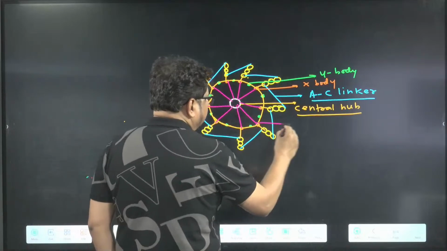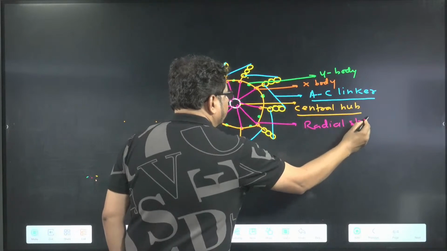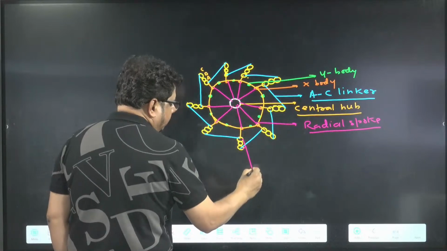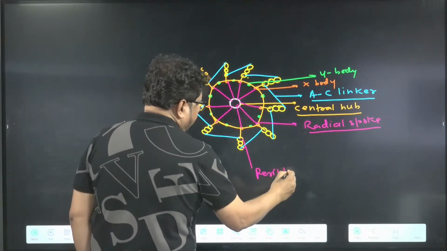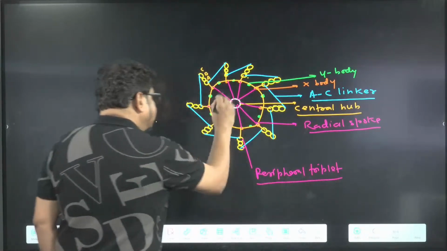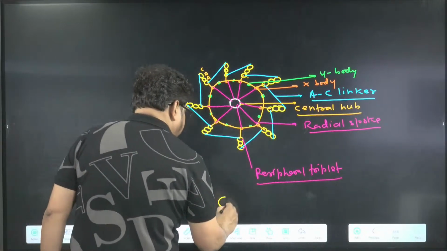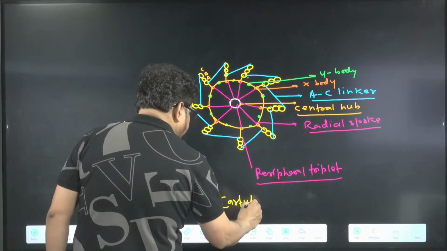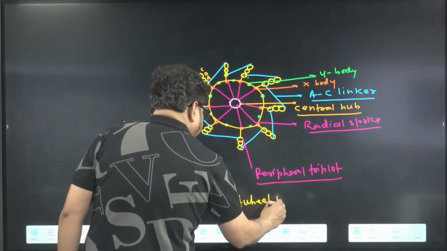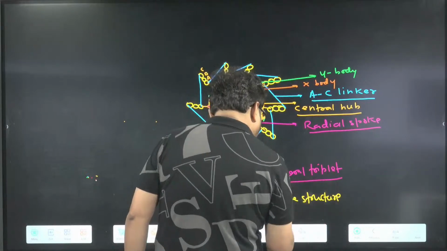So I am giving the labeling. It is which one? Radial spoke. Got the idea? And this is which one? Peripheral triplet. So when you look at this structure, how does the structure look in appearance? It looks like a cartwheel, like a structure. And this cartwheel structure is what basically?